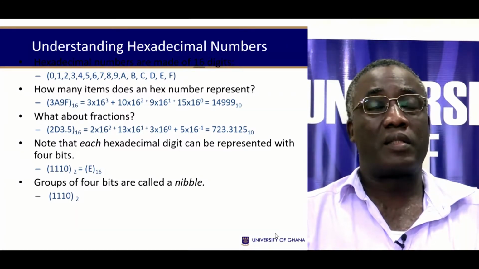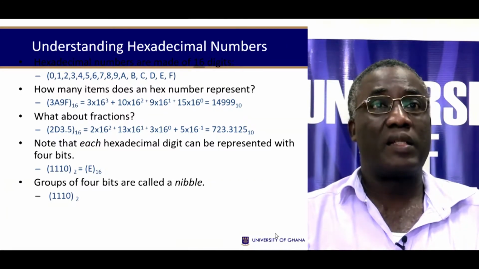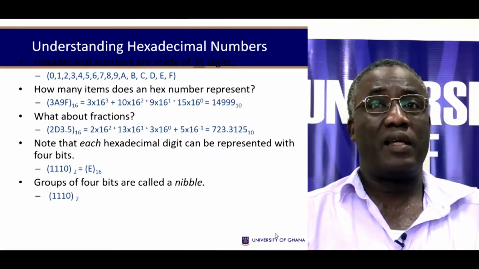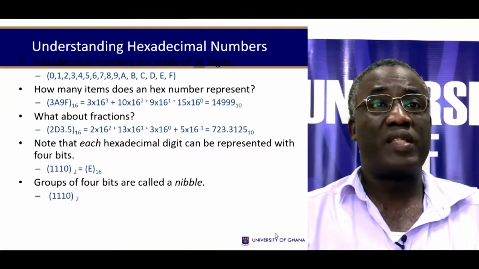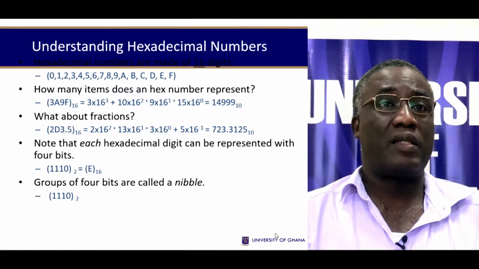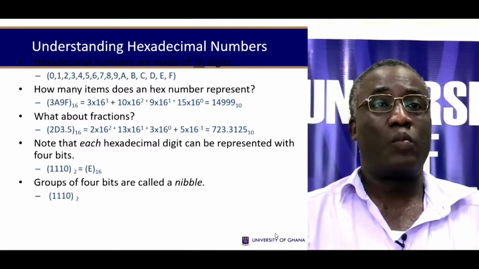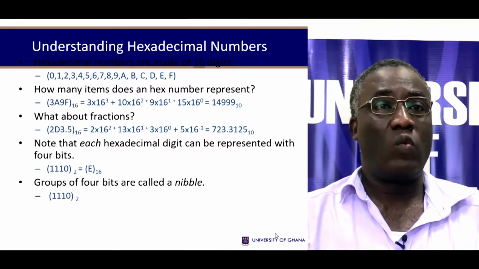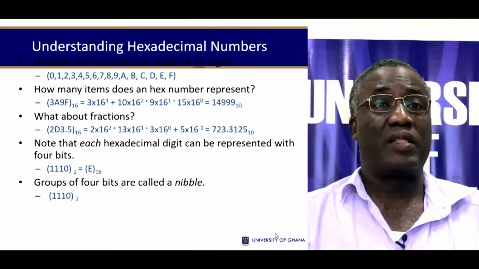Now, it is good to note right here that you can use a hexadecimal digit to represent a group of 4 bits. So every nibble, every 4 bits, you can represent using one hexadecimal digit. So for example, if you have 1110 in base 2, which is 14 in base 10, you can represent that as E in the hexadecimal system.